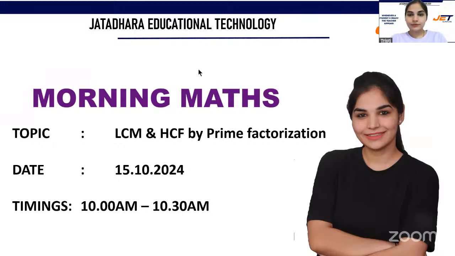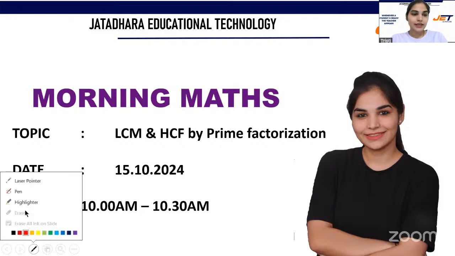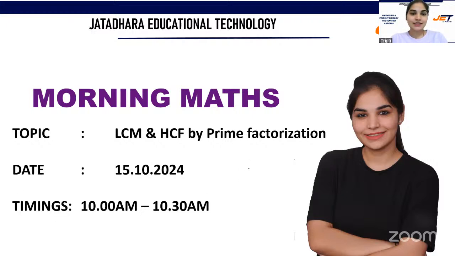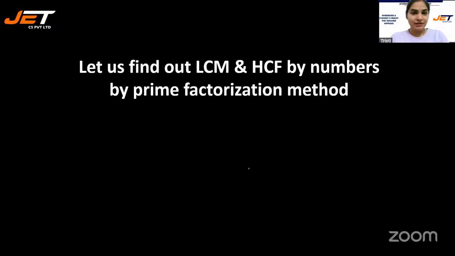Okay, perfect. Now, let's see what's our topic for the day. It is LCM and HCF by prime factorization. So today we are going to find the LCM, means the least common multiple, and HCF, means the highest common factor, by prime factorization. Now let's see what is that method.